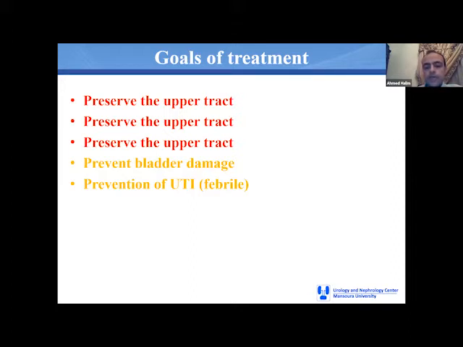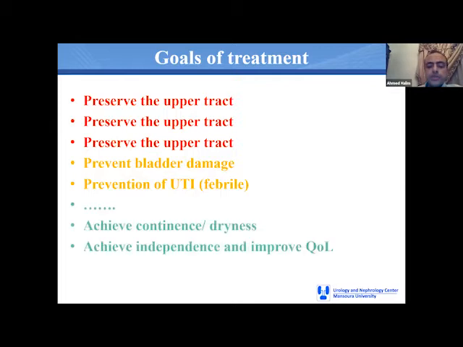And also, we have to prevent UTI. And when we talk about UTI in patients with neurogenic bladder, as I will mention later, we are talking about symptomatic infection and specifically febrile infections. And later on in life, when these patients approach school age, continence or dryness, quality of life and independence become an issue. Again, preservation of the upper tract should always be our priority, because sometimes these goals do not go in parallel. Sometimes when you try to achieve continence, you may put the upper tract at risk, and some leakage or some incontinence is sometimes protective to the upper tract. So we have always to keep in mind that incontinence or wetness is a social inconvenience. It's not life-threatening, but preservation of the upper tract should always be our priority in all age groups.